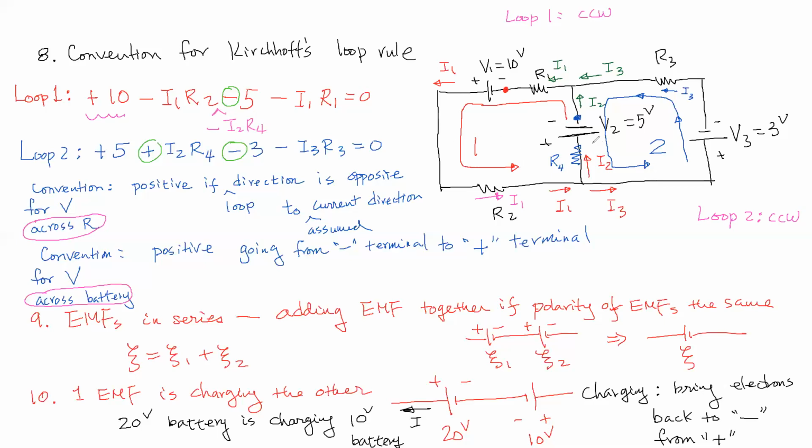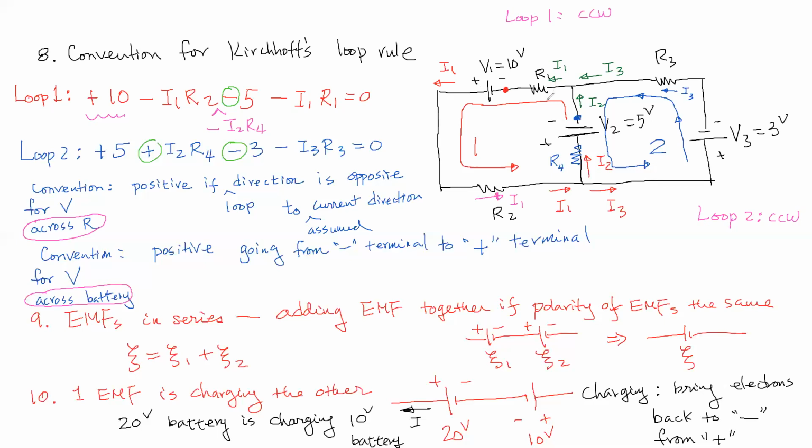And then continue for the battery, because I'm going from positive to negative. Right here, I'm going from negative to positive, so that's an add. But when I go from positive to negative, that's a minus. So minus 5 volts. So I have minus 5. And I'll continue going this way now.